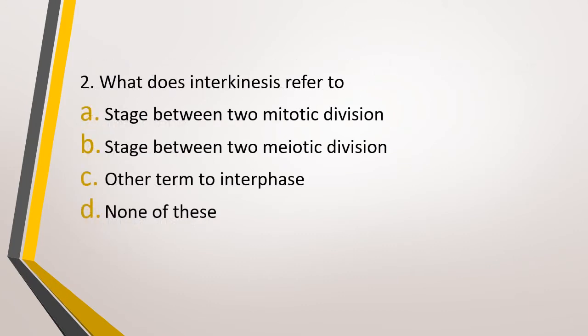Question number 2. What does interkinesis refer to? Option A, stage between two mitotic divisions. Option B, stage between two meiotic divisions. Option C, other name of interphase, or option D, none of these. What does interkinesis refer to? The correct answer is option B. It is the stage between two meiotic divisions.